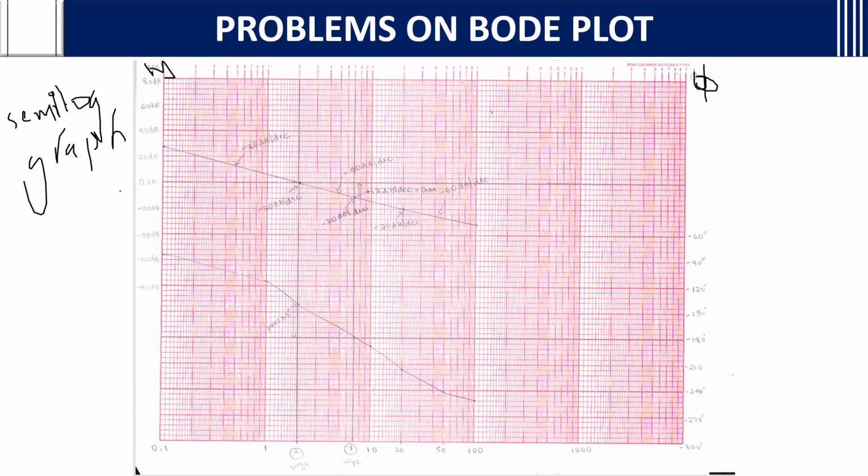After considering that, this is how we should draw. See, this is 1 point. This is 1 point. The points you write are 0.1, 1, 10, 100, 1000. Like this only you should write. For every graph you should mention this: 0.1, 1, 10, 100, 1000.